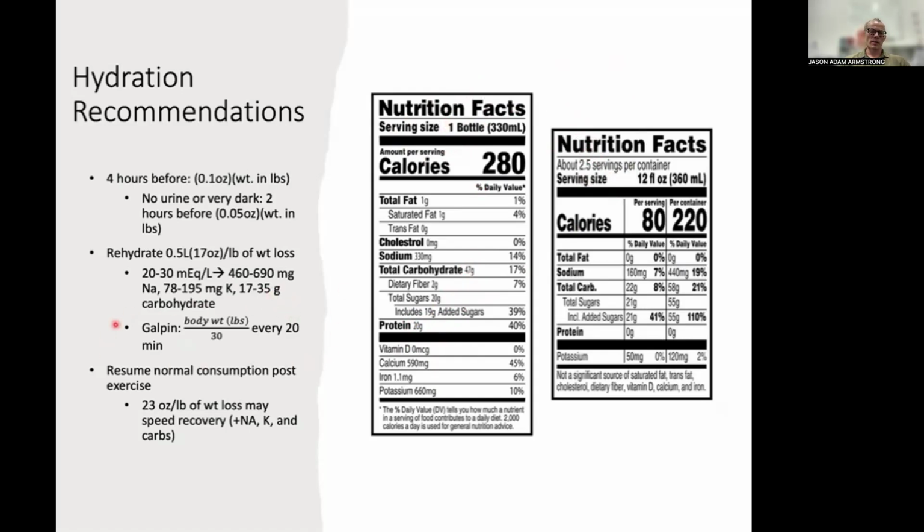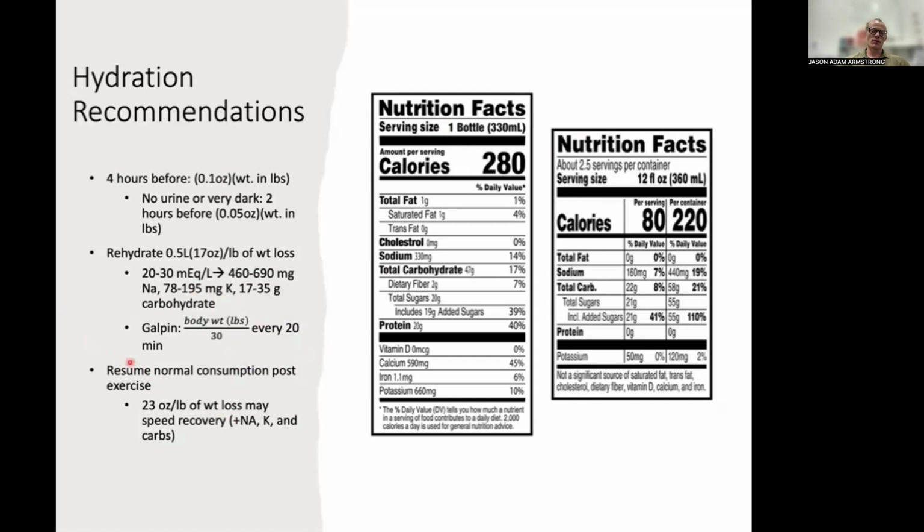The Galpin equation is something that Andy Galpin has used in the past. It's just a way to helpfully think about the amount of liquid to rehydrate with as well. So you could take your body weight in pounds, divide it by 30, and use that every 20 minutes during exercise that's going to last longer than 60 minutes. And I might want to consume that every 60 to 90 minutes is his recommendation.